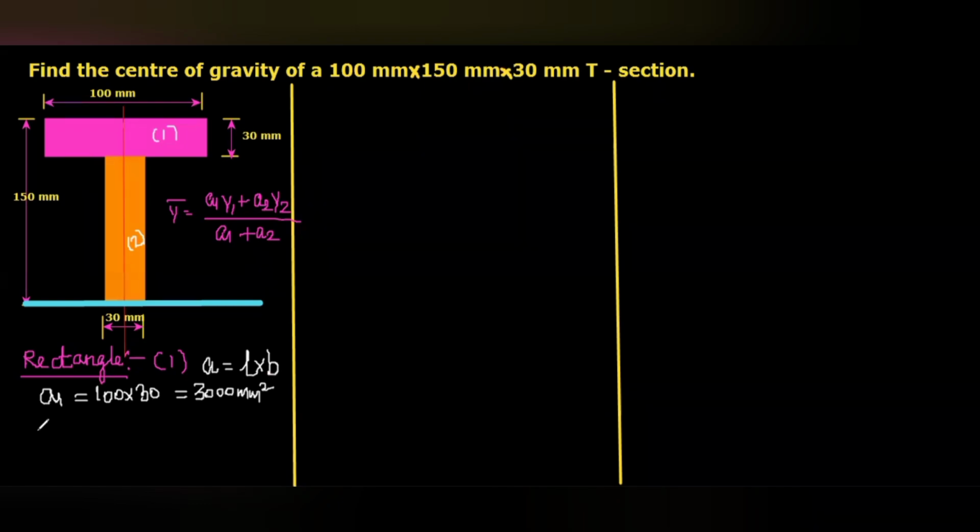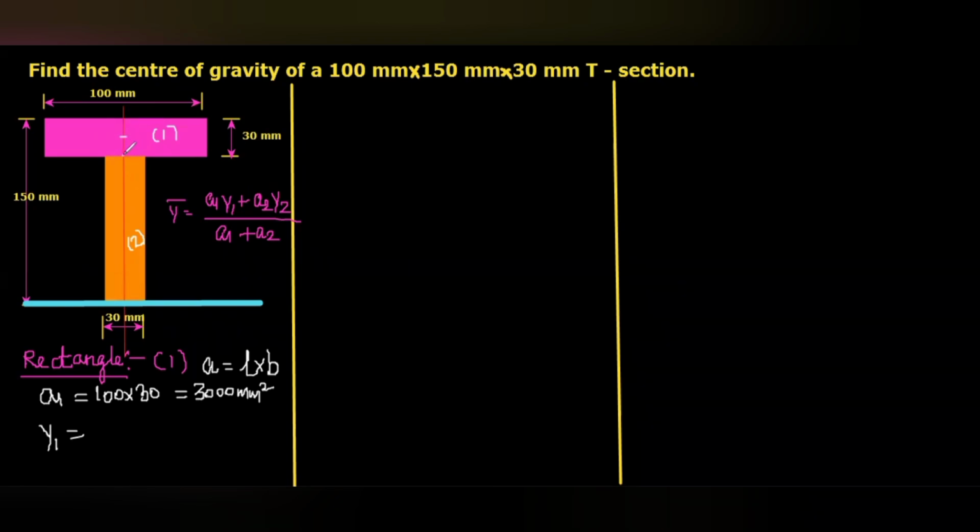Then y1. Actually, for the rectangle, the center of gravity will be at L by 2 the distance and B by 2 the distance. So for y bar, it will be B by 2. That means from this point we can take. If it is 30 mm, that will be 30 by 2. That means actually the CG will be here. So this will be 30 by 2, that is 15.